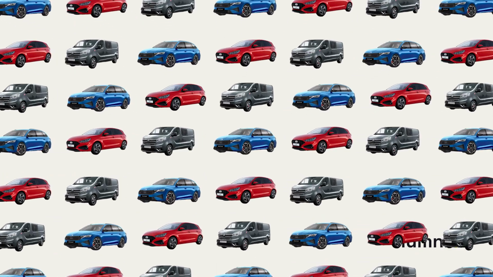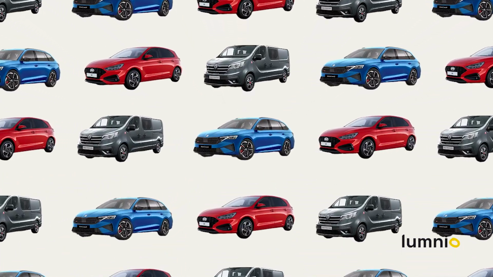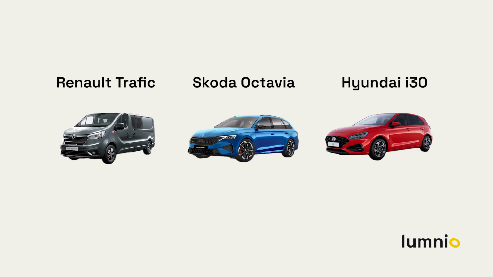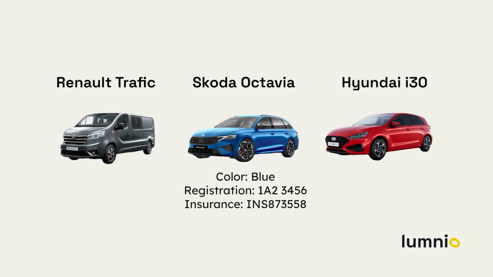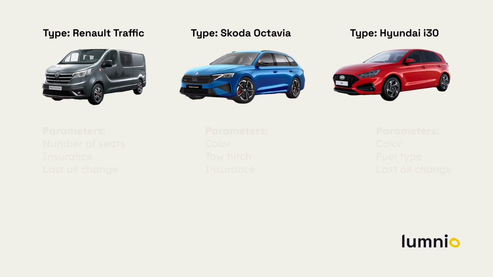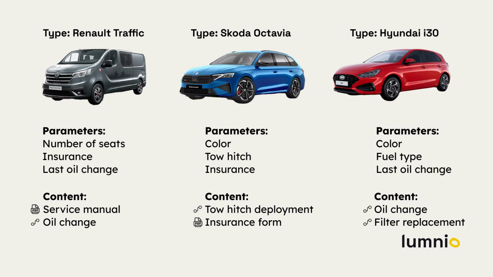Although Mark has hundreds of cars, the fleet is split just between a handful of models. Sure, some parameters like the color, registration, and insurance number can differ, but the most important things are the same. So Mark can save a ton of work by creating an equipment type for each car model in his fleet. He can set up variable parameters and assign content which will be accessible for each car with that type.